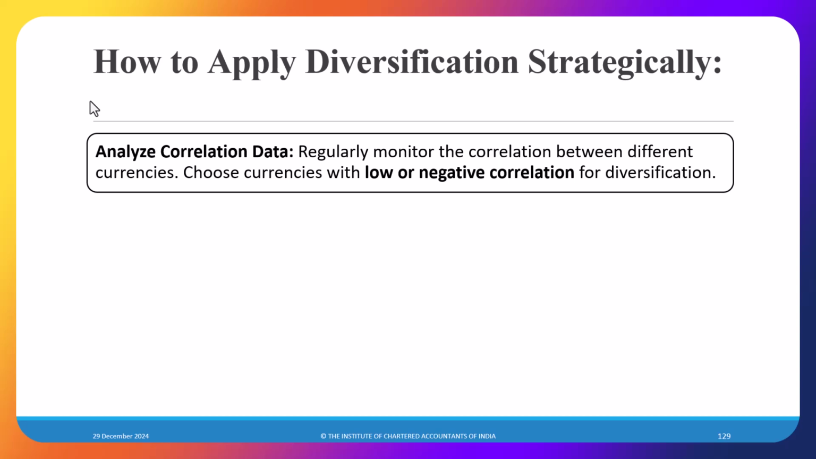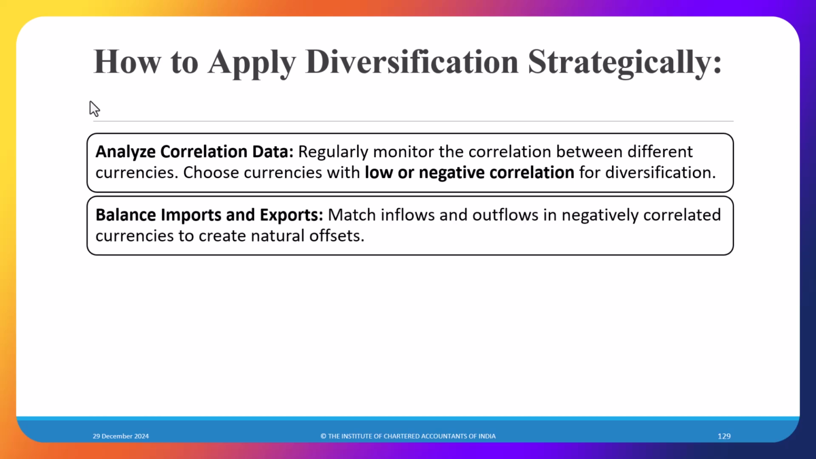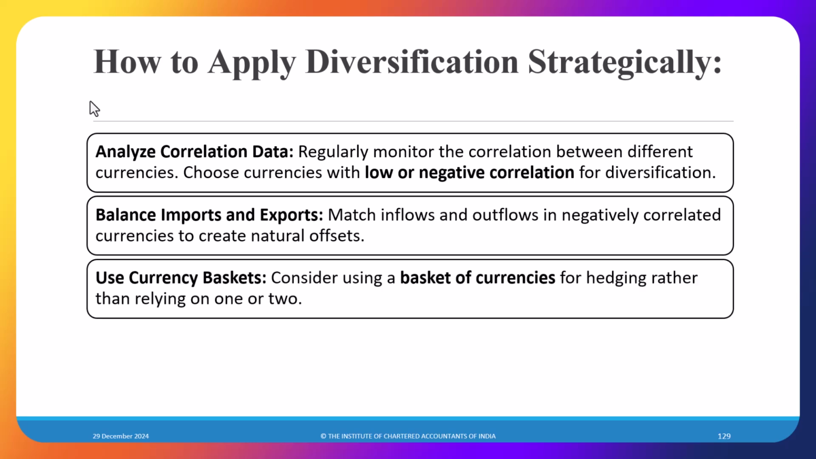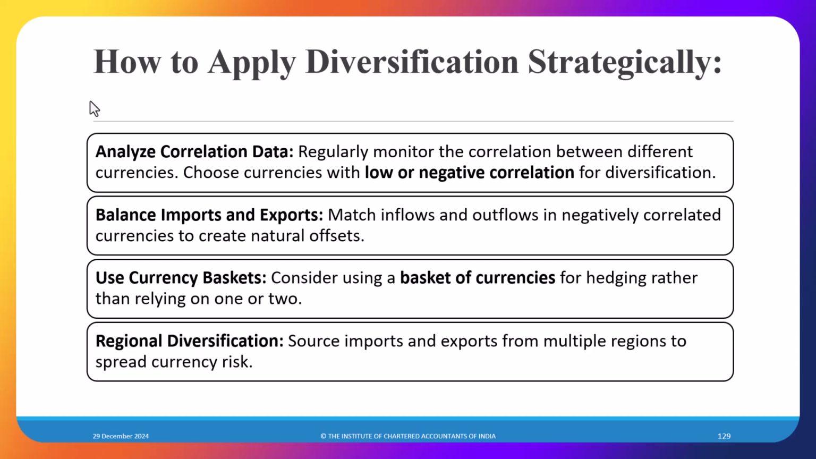Okay. Balance imports and exports. Match inflows and outflows in negatively correlated currencies to create a natural offset. Use currency baskets. Consider using a basket of currencies for hedging rather than relying on one or two. Regional diversification. Source imports and exports from multiple regions to spread the currency risk. So these are certain guidelines.